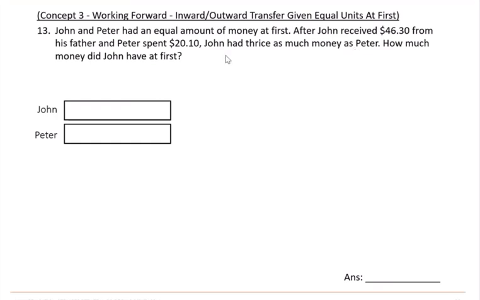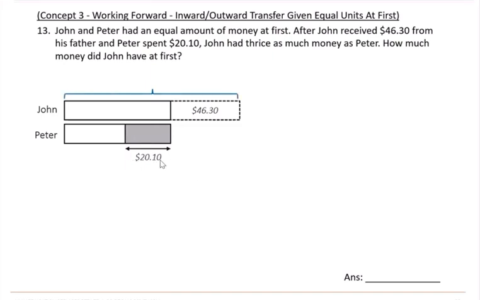So someone will receive, someone will spend, which means that although they are equal at first, someone's model will become longer, someone's model will become shorter. So over here, you can see John received $46.30. So John will have an increase in his model with a value of $46.30. But Peter will be spending money. So for Peter, you are going to shade a small portion away and label $20.10 because this is what he spent.